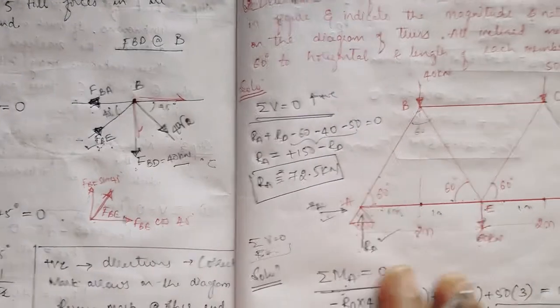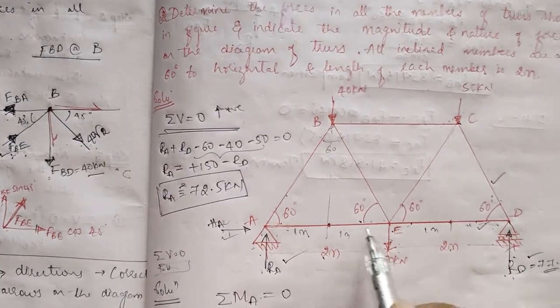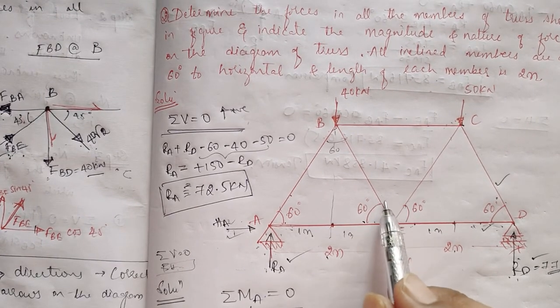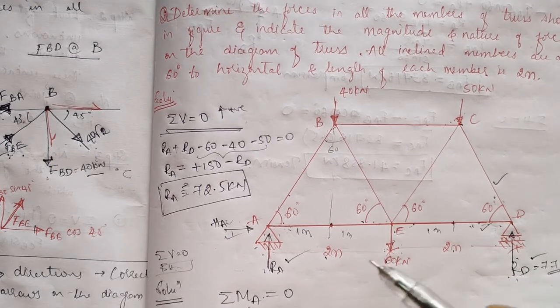Okay, so joint D is over, joint A is over. I could take joint E. But there are two unknown forces to resolve.